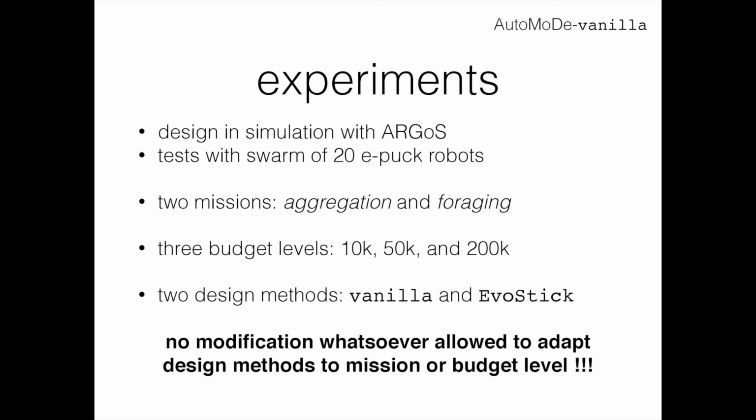We consider three budget levels, which means that we run the design process with three different maximal numbers of simulation runs allowed. And these three levels are 10,000 runs, 50,000 runs, and 200,000 runs. We compare two design methods. One is Vanilla and the other one is EvoStick, which is an implementation of the classical evolutionary robotics approach.